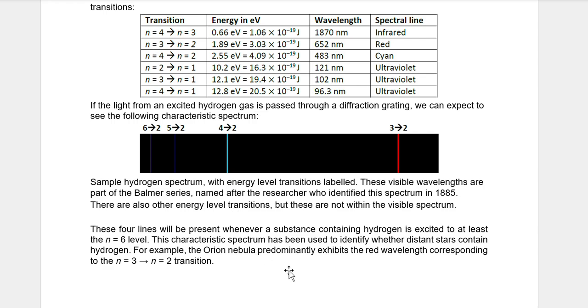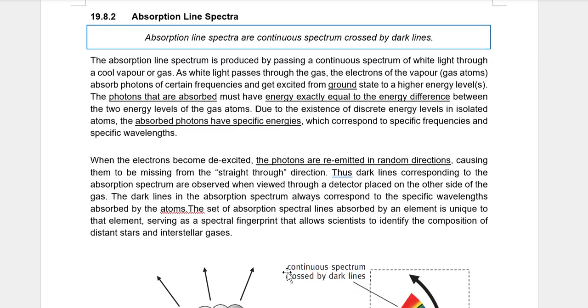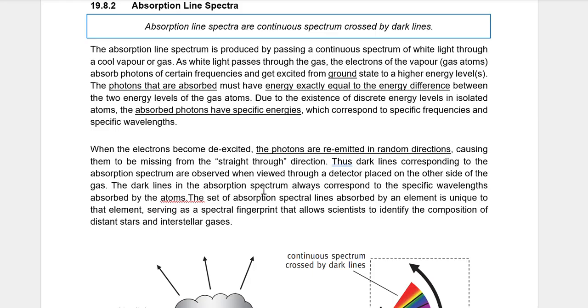Yeah, I think that's all. You can read the rest yourself. Not so important. Absorption line spectra is the opposite. It is produced by passing a continuous spectrum of white light through a vapor or gas.